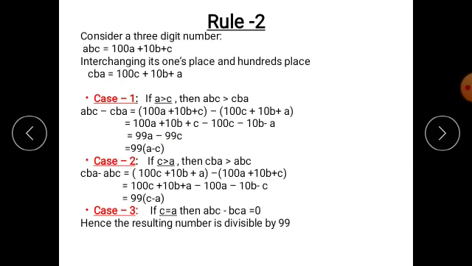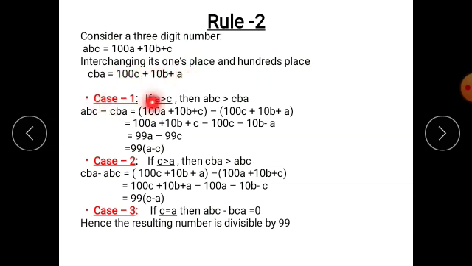What if we subtract? Consider the three-digit number ABC, which in general form is 100A plus 10B plus C. Interchanging its ones place and hundreds place, we keep the tens place as it is. So we get CBA, which is 100C plus 10B plus A.